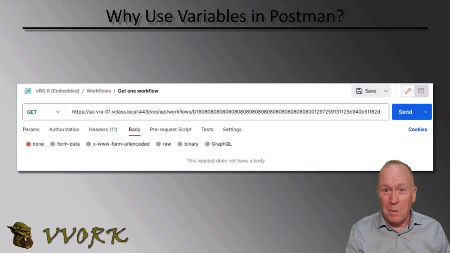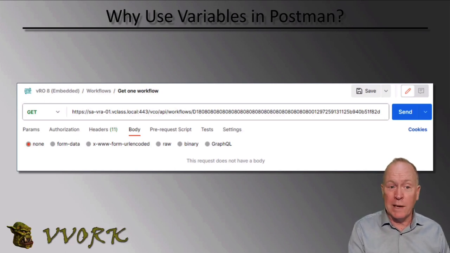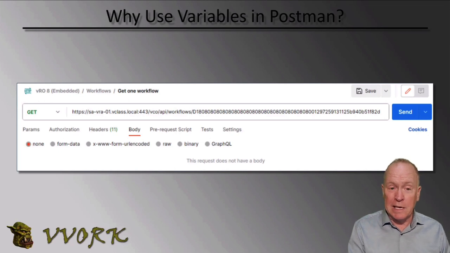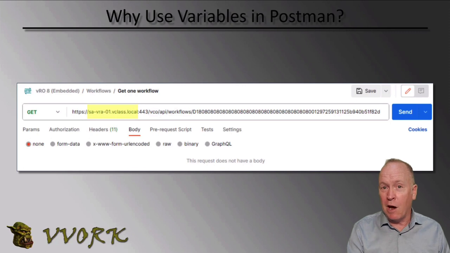All right, now that you know about the Postman documentation about variables, let's talk about why you would want to use variables in Postman in the first place. Well, consider the request that I'm displaying here. This is one that we've seen in previous videos. It's a REST request that's doing a GET to look up one specific orchestrator workflow. In this particular example, you'll notice that I have hard-coded the FQDN of my orchestrator server. And additionally, I have hard-coded the workflow ID of a workflow that I want to look up.